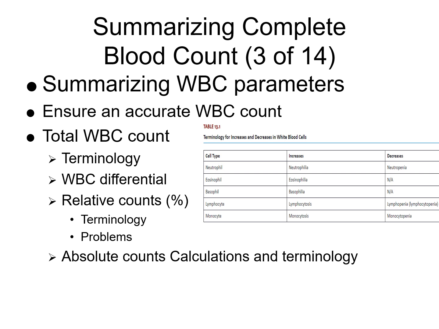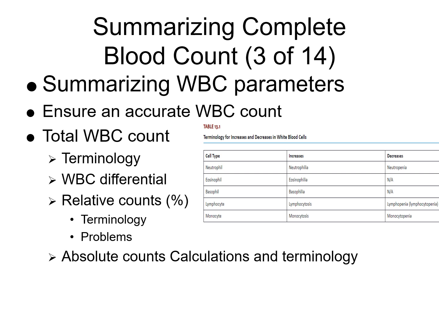Summarizing white blood cell parameters. So ensuring an accurate white blood cell count. An accurate white blood cell count is critical for diagnosing infections, inflammation, and hematologic diseases. We need to make sure proper specimen collection, handling, and analysis techniques are used and followed. The total white blood cell count provides an overall measure of circulating leukocytes in the blood and is the basis for further differential analysis.